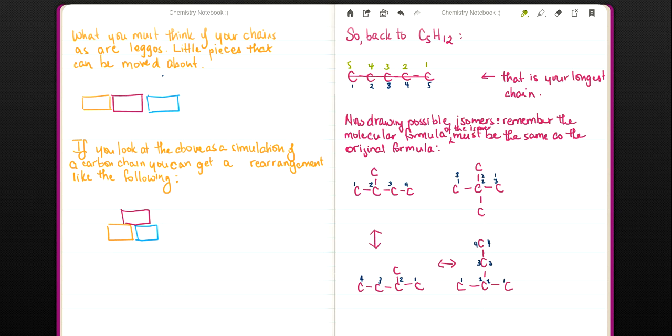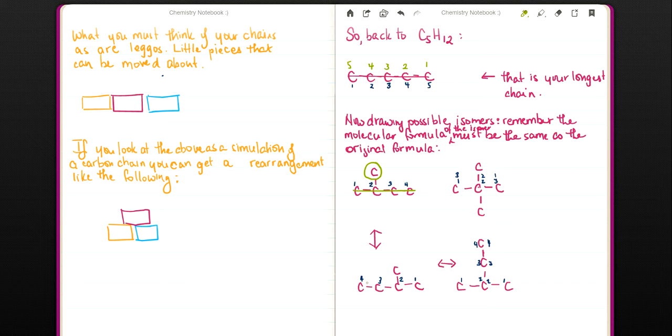Now, drawing possible isomers, remember the molecular formula of the isomer must be the same as the original formula. So if you were trying to draw an isomer for pentane, you have 1, 2, 3, 4, and this is your 5th carbon up here. And I took out the H's so you can see how to change up your chain. So 1, 2, 3, 4 is your longest chain now, and this is a group on your chain, so it's now branched.